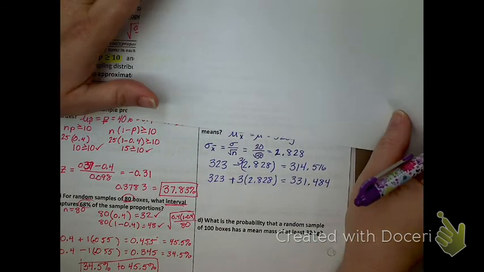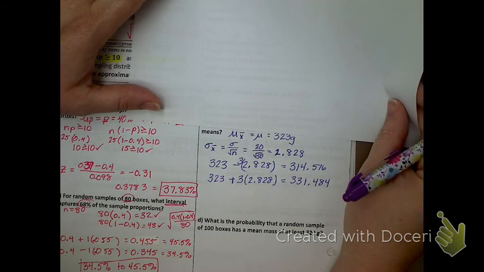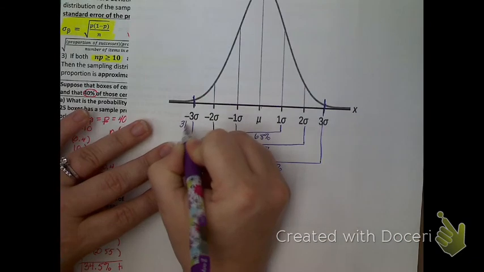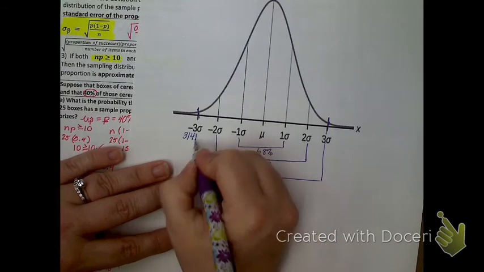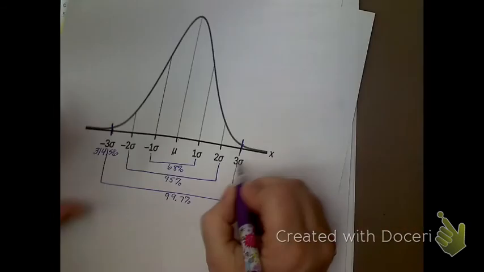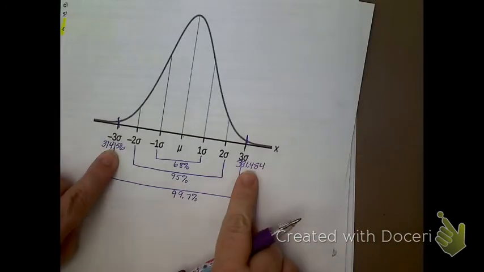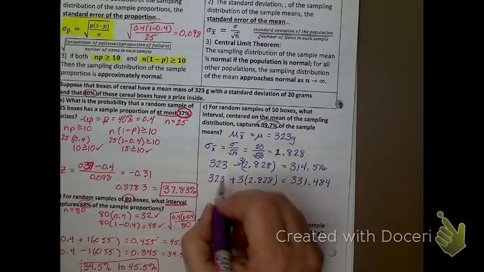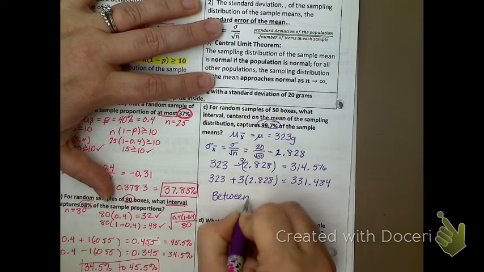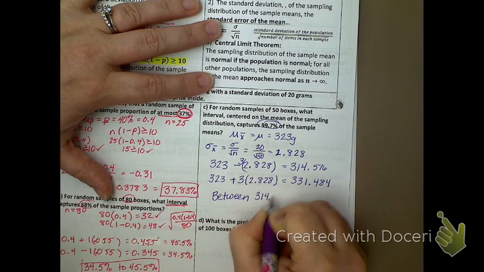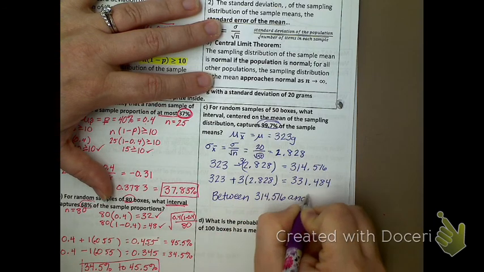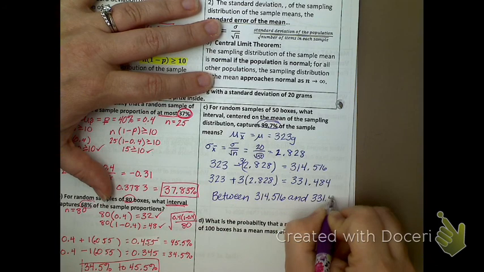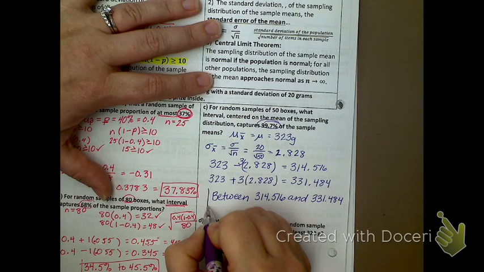So what is the interval centered on the mean? This is telling me that 314.516 is down here, and up here is 331.484. That's my interval, from 314 to 331. So I'm going to say my answer would be between 314.516 and 331.484.